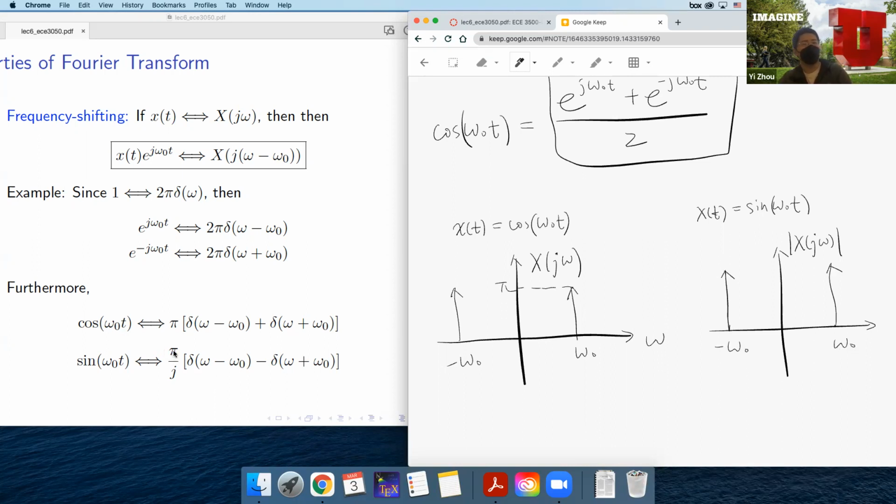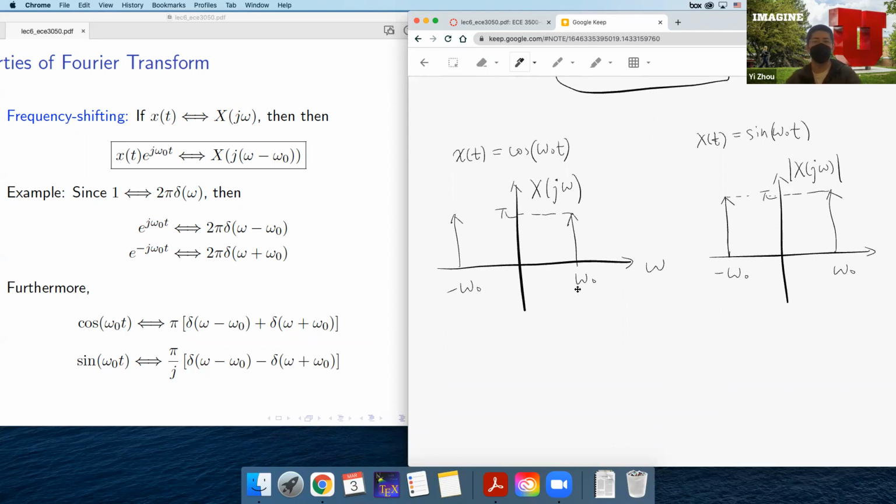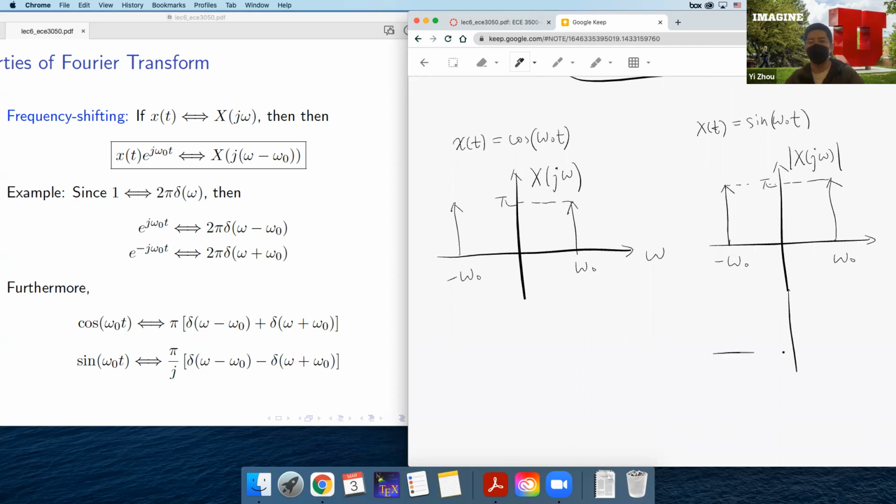Because by taking the amplitude, we are looking at the amplitude of pi over j, which is essentially pi. And for the other one, we are looking at the amplitude of negative pi over j, which is still pi. So the amplitude spectrum, the magnitude spectrum, is the same as the spectrum of cosine omega naught t. However, the phase is different. If we also draw the phase.